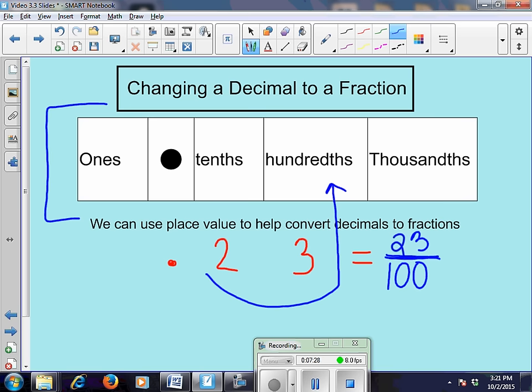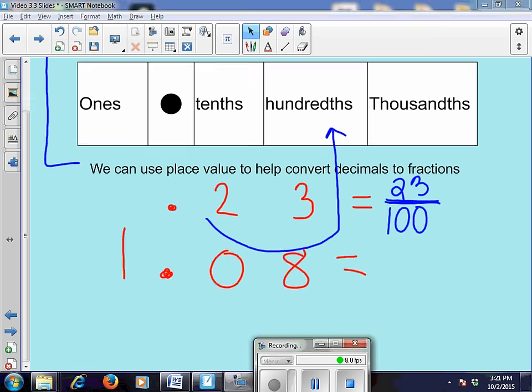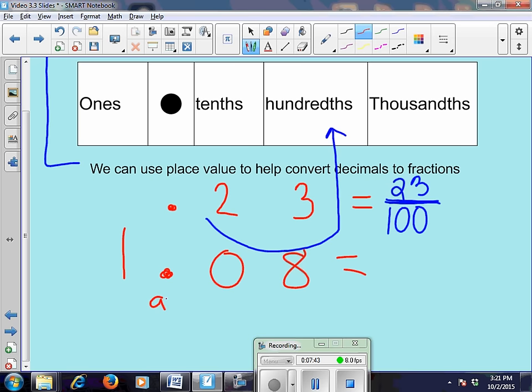Let's try another one. Okay, let's look at this. 1 and 0.8. How do I read that? Well, I know I have one whole, and when I see a decimal point, I say and. 1 and 8 hundredths. This is a mixed number, 1 and 8 hundredths.